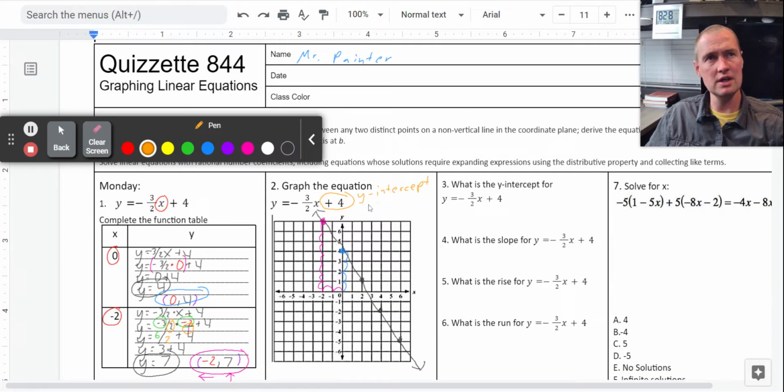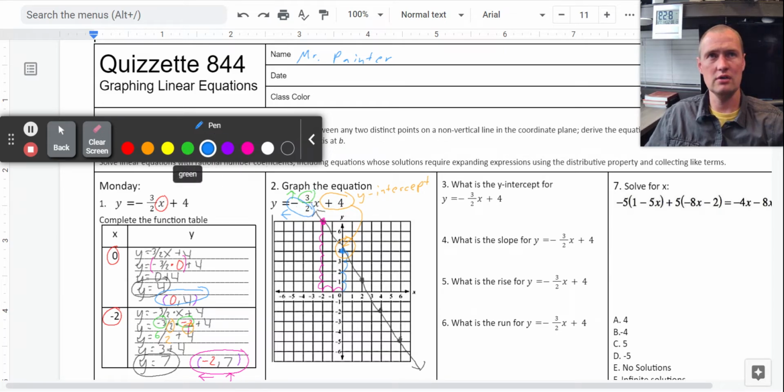What that means is this is the point that crosses the y-axis. And notice that we happen to just get that from the function table. Now, the graph here tells you the direction to go. So, for instance, we can go up 3 and we can go to the left 2 from the positive 4.